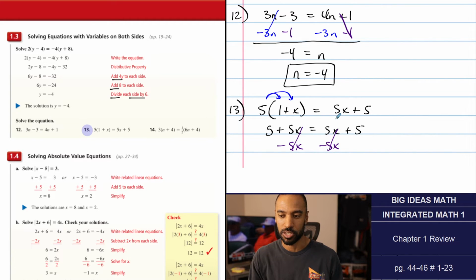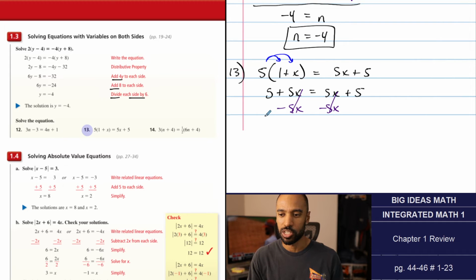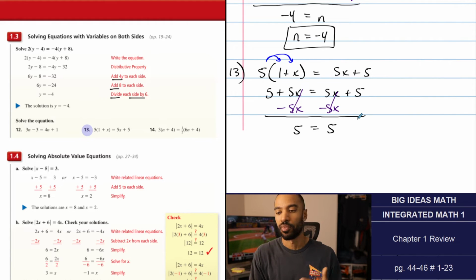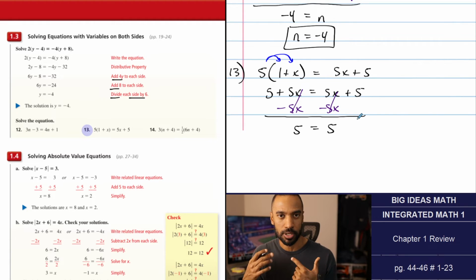5x minus 5x is 0 here. You're left with 5 plus 0 equals 0 plus 5. Ultimately, the x's become irrelevant in the grand scheme of this problem. Could I also subtract 5 from both sides? Sure. But then you get 0 equals 0, which is just another true statement, just like 5 equals 5.